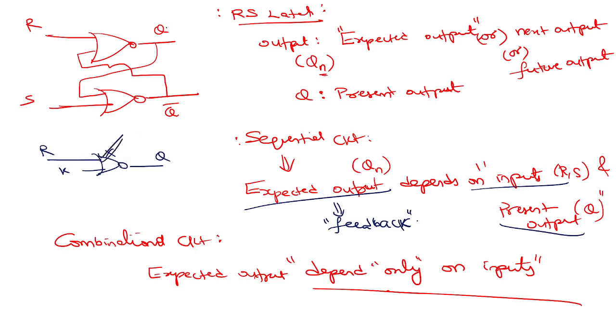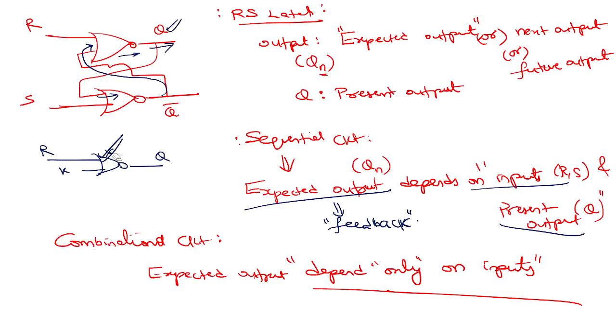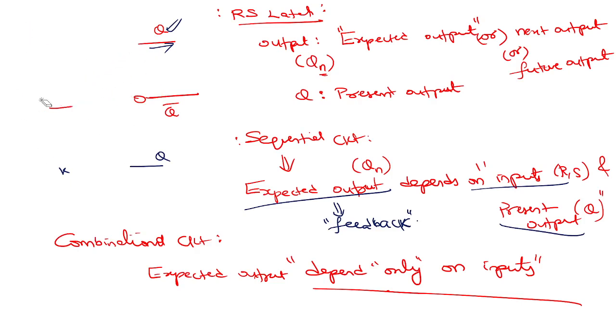But here, if you want to compute Q, first the data will transfer like this, then it will go like this, then again come back to here, and again stabilize the Q. See how the loop is involved in that. So that's the reason combinational circuits are a bit faster compared to sequential circuits.